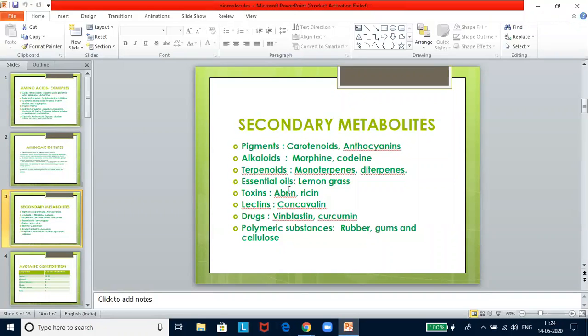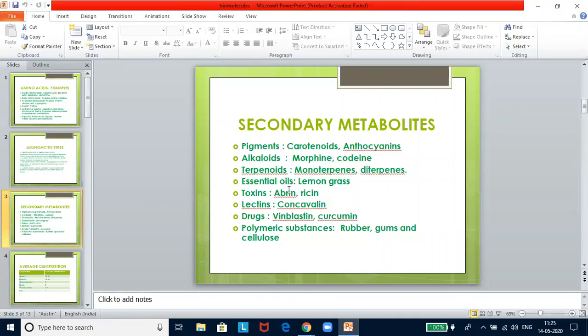A primary metabolite is directly involved in normal growth, development, and reproduction. Primary metabolite performs a normal physiological function. Examples of primary metabolites are carbohydrates, proteins, and lipids.